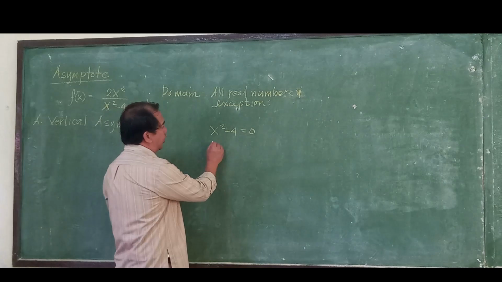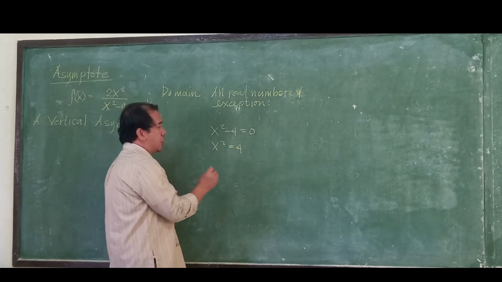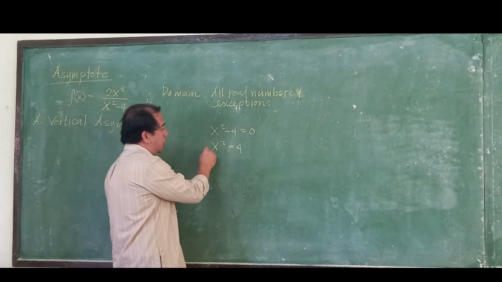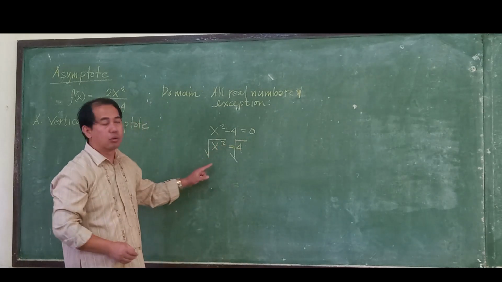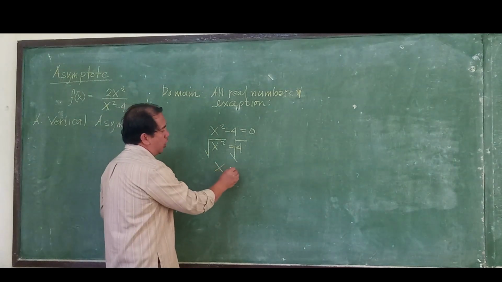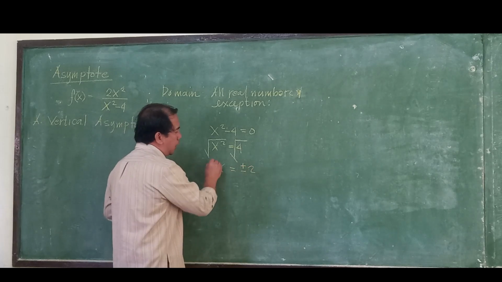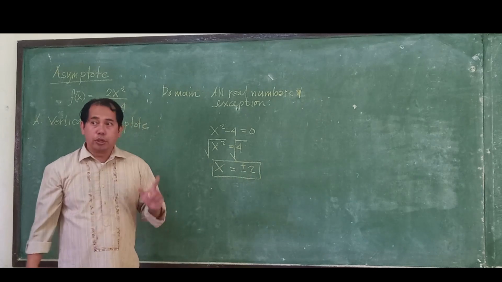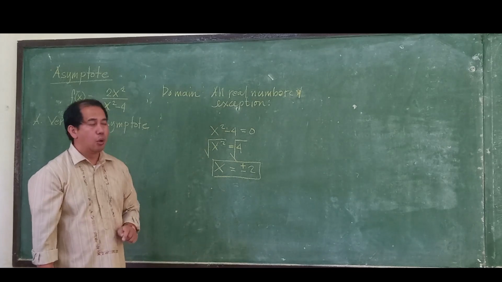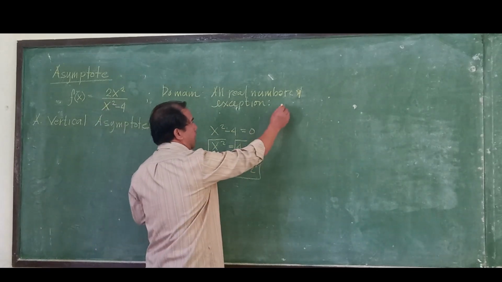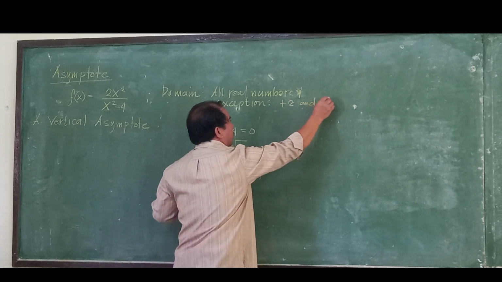Now, how do you compute for the value of x? We have x raised to 2 equated to positive 4. Extract the root because that is a square. The root of x raised to 2 is the same as x. And the root of 4 is positive and negative 2. So our domain in our rational function is all real numbers with the exception of positive 2 and negative 2.